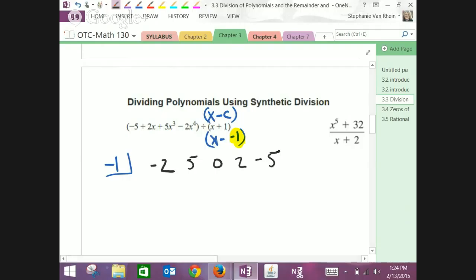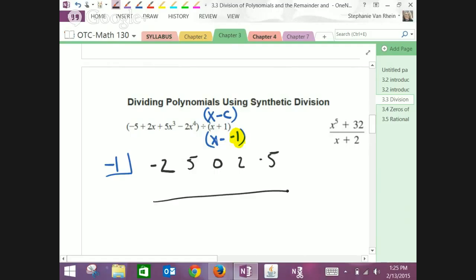You guys see that? That is my setup. Before, we would have an x to the 4th, an x cubed, an x squared, an x, and then of course we'd have pluses. But with synthetic division, we don't need the x's. We know that this is our x to the 4th column: x to the 4th, x cubed, x squared, x, and our constant. You guys see that setup?